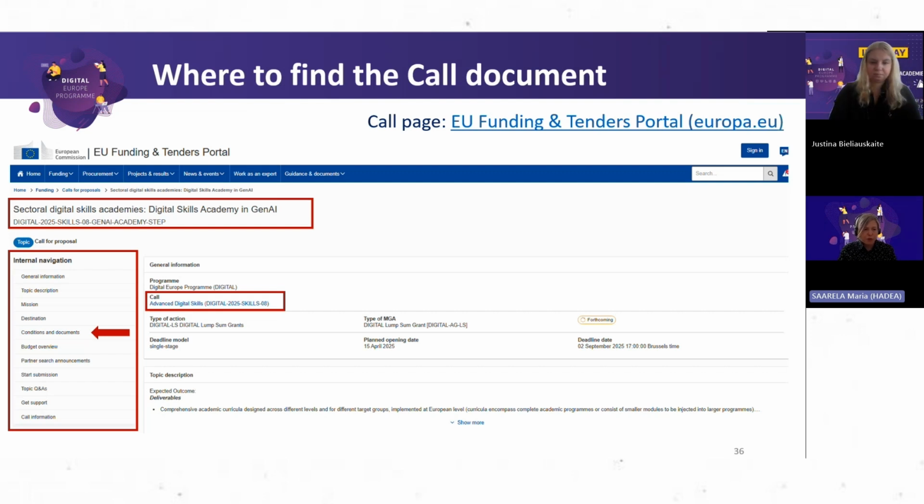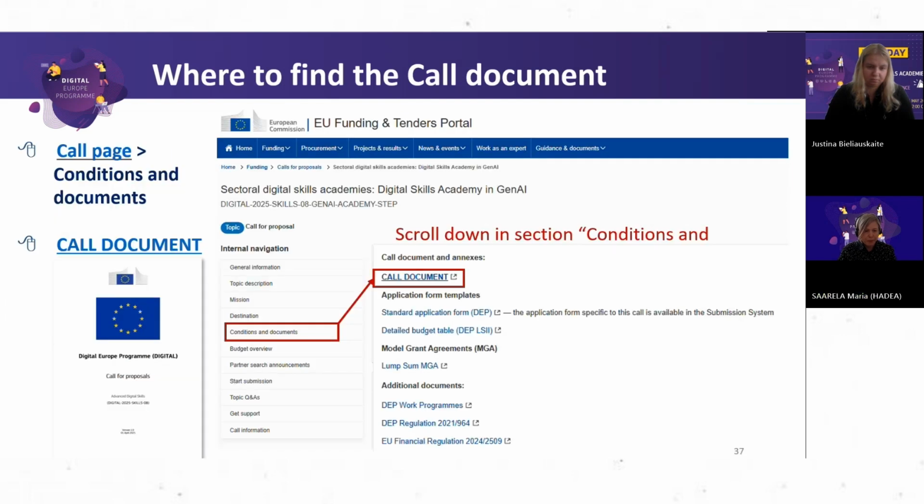And of course, the most important part to start with is the conditions and documents section. So when you click there, next slide, please, you will find a section with all the documents, including the call document. You have to scroll down a bit in this section to find it. And you have the direct link here also in the slide. Next slide, please.